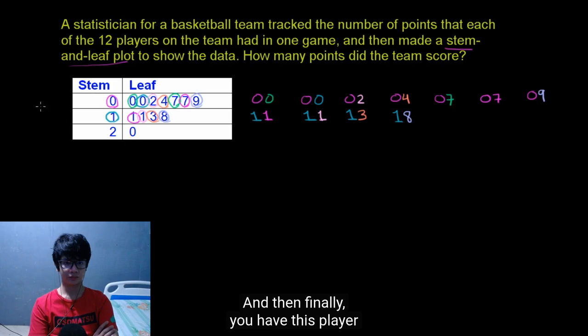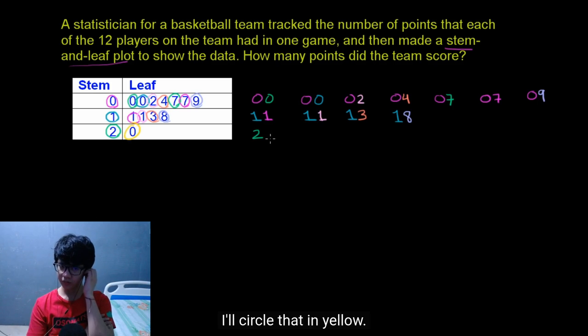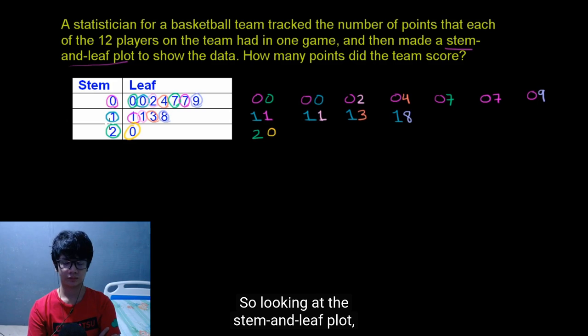And then finally, you have this player that has a 2 as the tens digit, and then the ones digit is a 0. I'll circle that in yellow. It is a 0, so he or she scored 20 points. So looking at the stem and leaf plot, we were able to extract all of the points that all of the players scored.